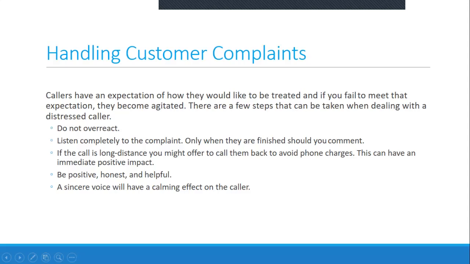So sometimes the call is going on for a long time. And so as a favor, you can ask, would you like me to call you back, sir? Right? Would you like me to call you back, sir? You can say such a thing and it will have an immediate positive impact. Most of the callers would like you to call them back, because whatever time and money that the customer is wasting is because of the fault of the particular company.